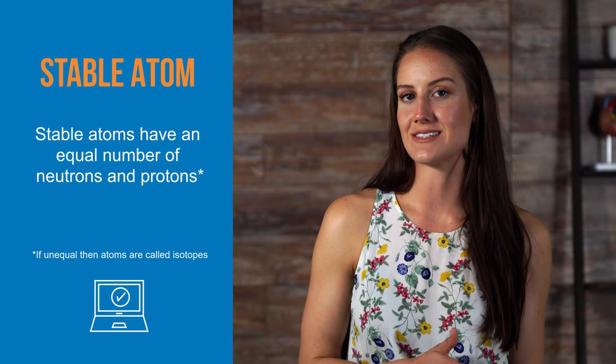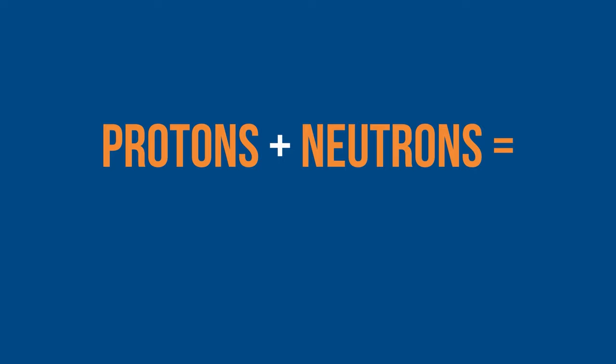Usually, a stable atom has an equal number of neutrons and protons, but there are exceptions. To find the mass number of an element, you add the number of protons and neutrons together. So, protons plus neutrons equal mass number. This gives us names like carbon-12 or carbon-14, which are types of carbon atoms used in carbon dating.